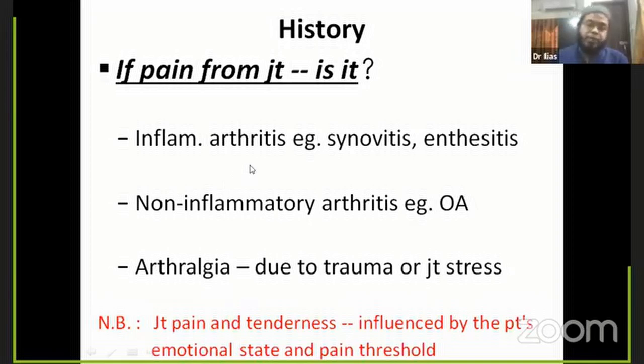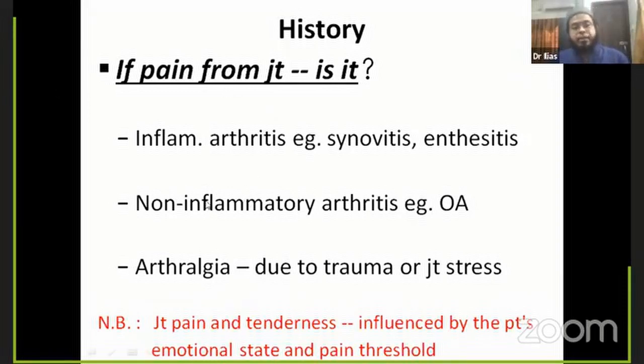But whenever the patient goes to the resting condition, during the late night or early in the morning, the patient will feel more pain. So this is the characteristic of inflammatory pain. It happens in case of synovitis or enthesitis. And synovitis happens in case of rheumatoid arthritis, and enthesitis happens in case of seronegative spondyloarthropathy or seronegative arthritis. I think in the previous class, I told you about synovitis and enthesitis.